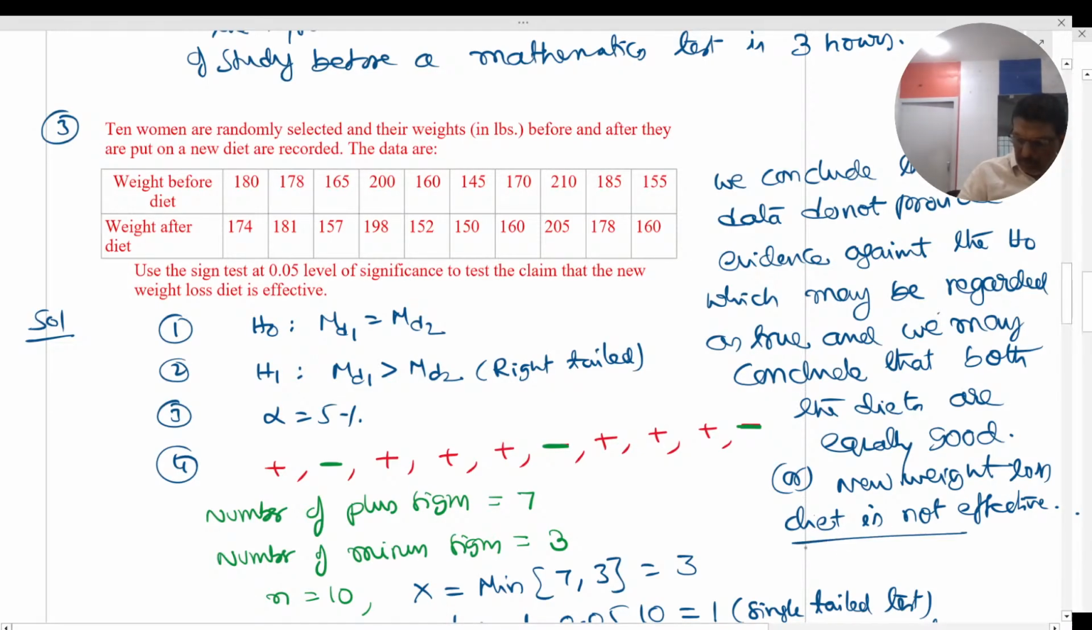So this is the interpretation data analysis concept. This is very useful for you. In the next video I will explain the sign rank test.